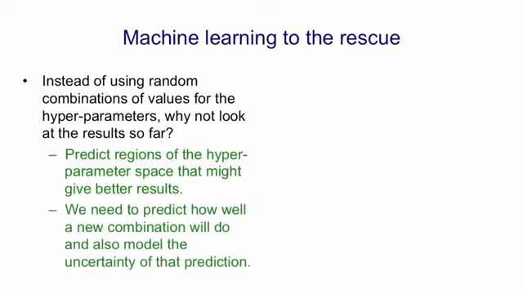It's not sufficient just to say how well we expect to do. We also have to have an idea of the uncertainty. We might, for example, have a region where we expect to do about the same as we're currently doing, but maybe we would do much better. In that case, it would be worth going and exploring that region. It's even worth exploring regions where we expect to do worse, but we might just do a lot better.